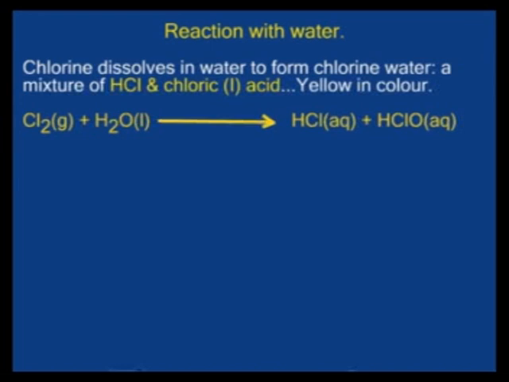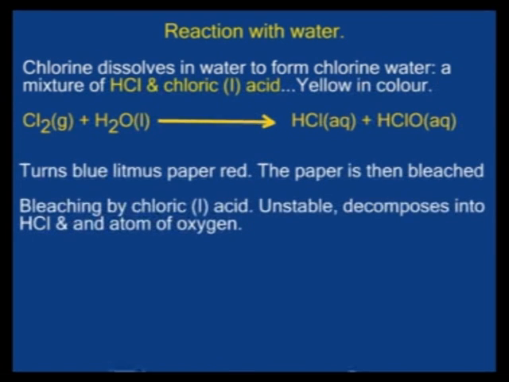Reaction with water. When chlorine gas is bubbled through water, it dissolves to form chlorine water, which is a mixture of hydrochloric acid and chloric 1 acid. This mixture is yellow in color. When a blue litmus paper is immersed, it turns red, showing the chlorine water is acidic. The litmus paper is then bleached or decolorized. The bleaching action is a property of chloric 1 acid.